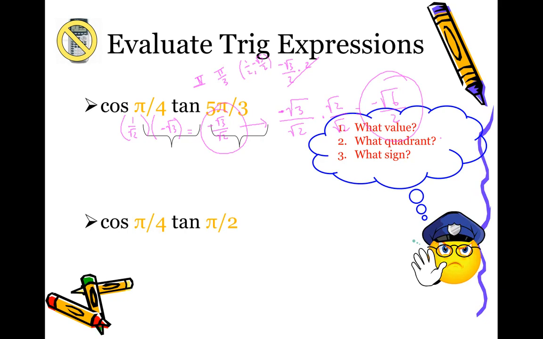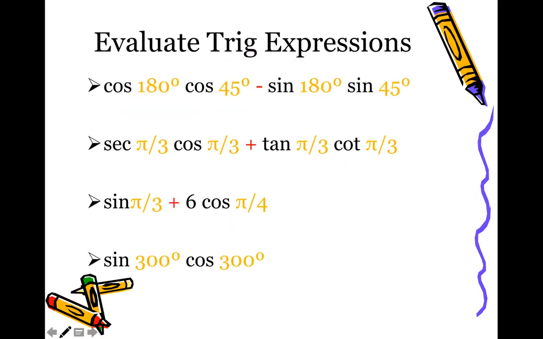Cosine of pi over 4, we did that one, right? 1 over root 2. Tangent of pi over 2, that's a boundary angle, right? That's the positive y-axis for this. So that coordinate point is going to be 0, 1. So if you do y over x, 1 over 0, oh, that's undefined. So there is no solution to this. So I would maybe pause the video and give these a shot.